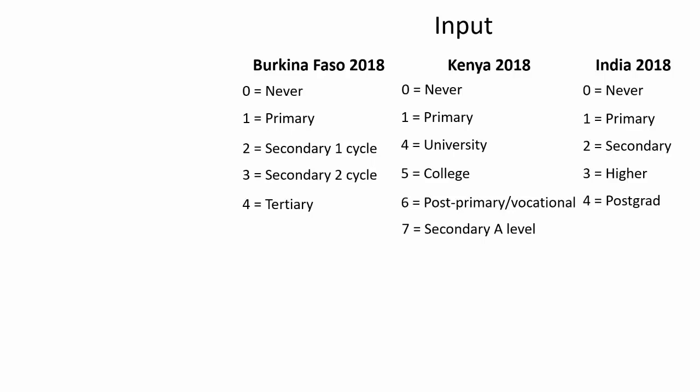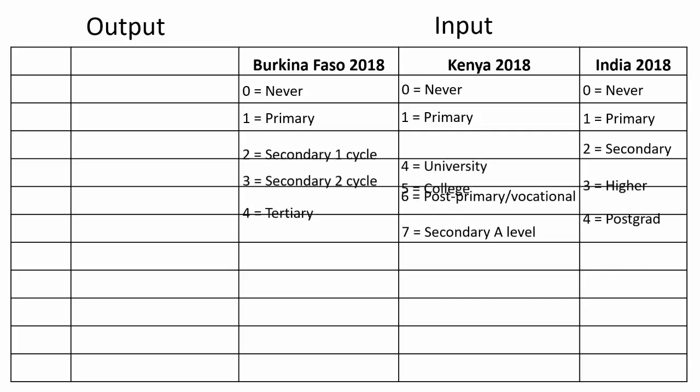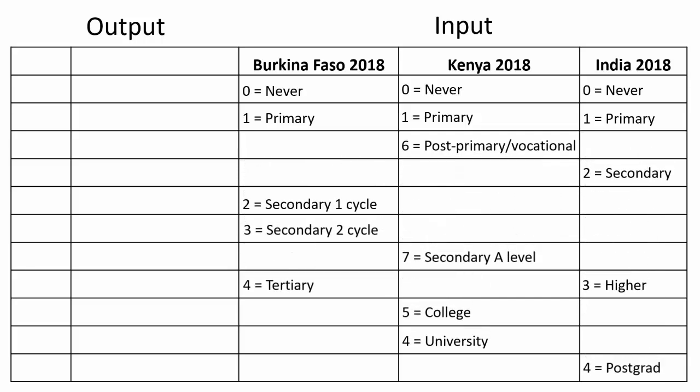We call these input codes. Our goal is to create output code that is harmonized across country. We then reorganize these input codes such that we combine comparable groups and we sort the groups from lowest to highest education.